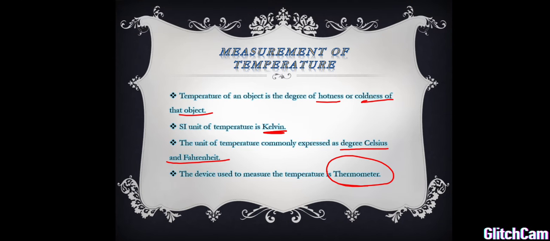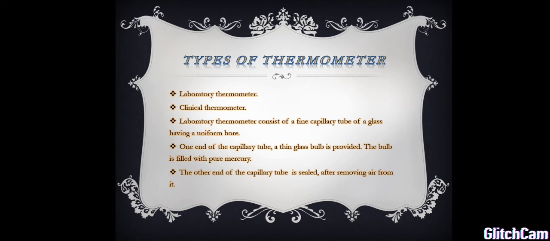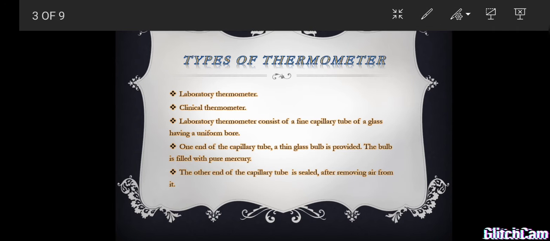Okay, next. Now we are going to see the types of thermometer. There are two types of thermometer. One is called the laboratory thermometer and the other is called the clinical thermometer, which we are using to measure the temperature of the human body. Now let's go for the first, the laboratory thermometer.